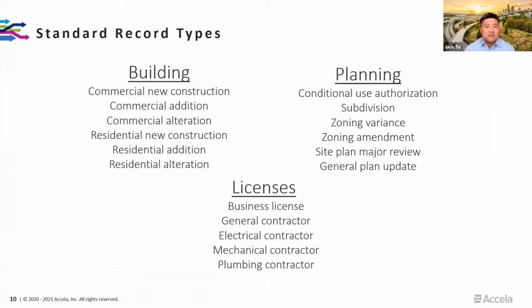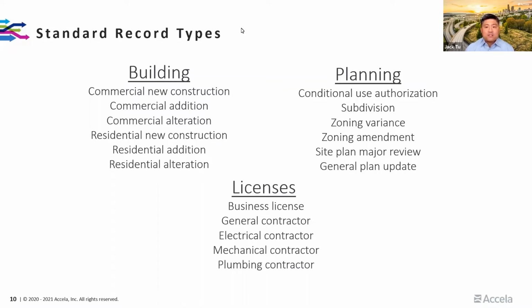All right, so this next slide here is going to talk about our standard record types. And so this is just an example of some of the standard records that we have within our Civic applications. So for our building Civic applications, we'll have commercial new construction, commercial addition, commercial alteration, residential new construction, residential addition, and residential alteration. There's a lot more in these. These are some of the ones that we've seen used most often, and that's why we've listed it here.